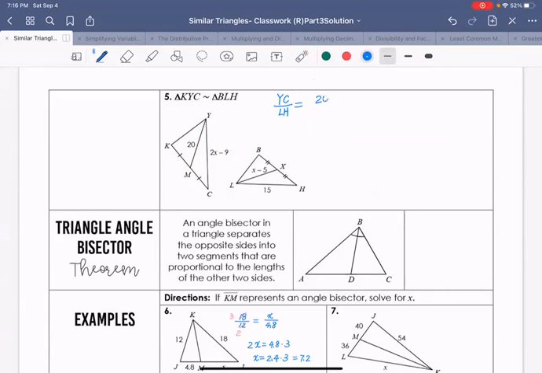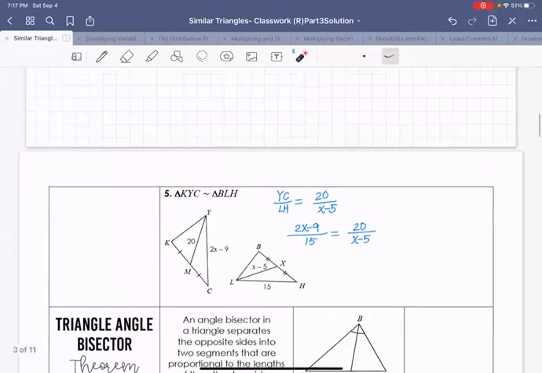20 over x minus 5. Okay, who is YC? YC is 2x minus 9. And then LH is 15. Okay, watch out here. Can I simplify this? Yeah, 15 becomes 3. No. Let me correct this.